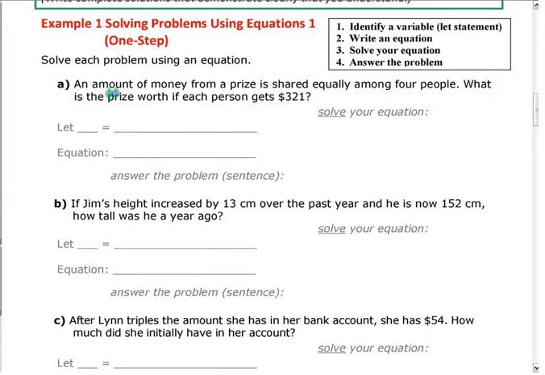An amount of money from a prize is shared equally among 4 people. What is the prize worth if each person gets 321? So some amount of money from a prize, or in other words, what's the prize worth? That's the unknown. Maybe you could do P for prize. You could say let P equal total prize or prize amount or something.